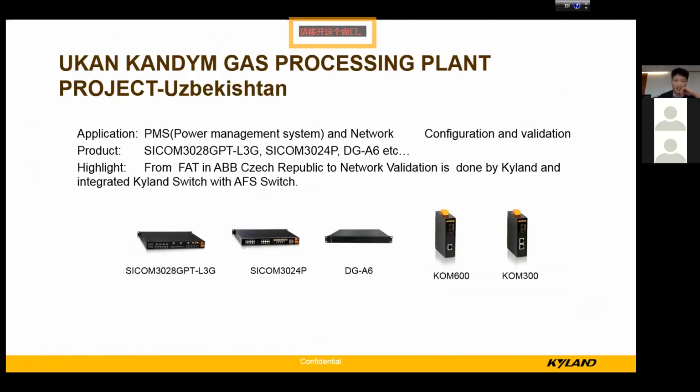Another project is the gas processing plant project in Uzbekistan. In that project, we provide the Silicon 3028 GPT and the Silicon 3000 as the layer 3 switches. For the layer 2 switches, we use the Silicon 3024P. We use another DGA6 as a serial server, and also the media converters.